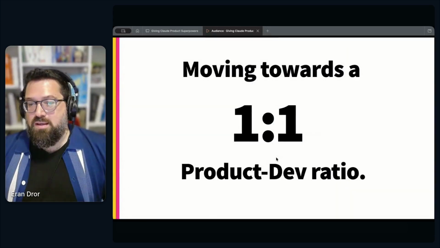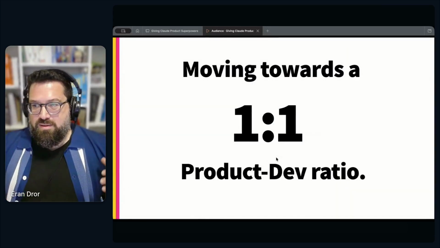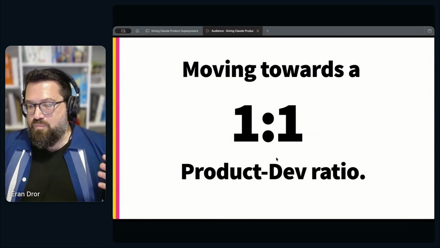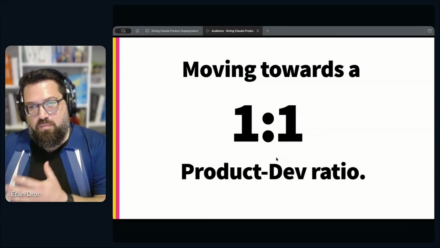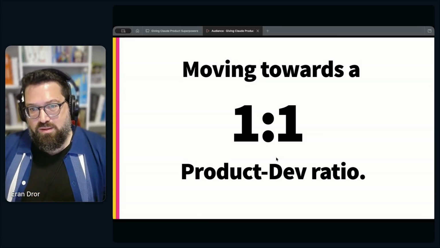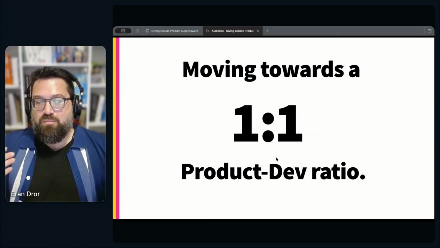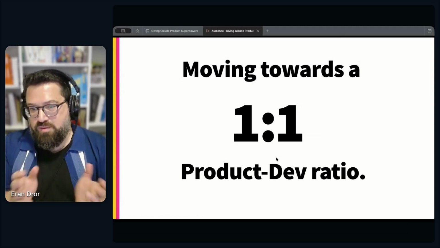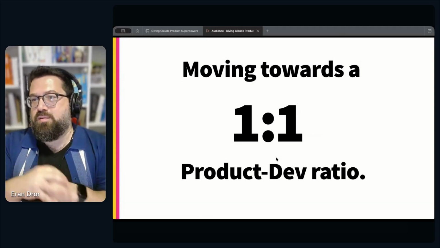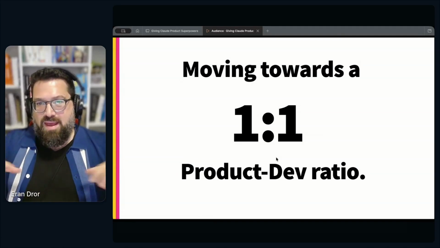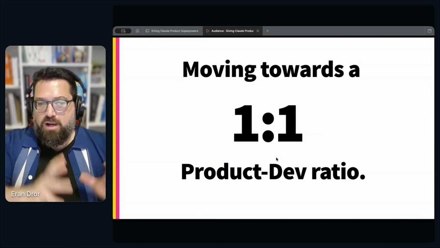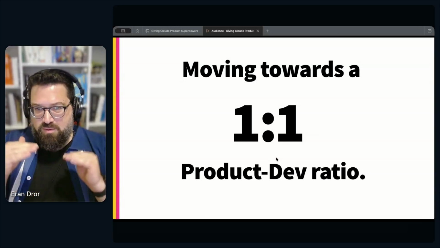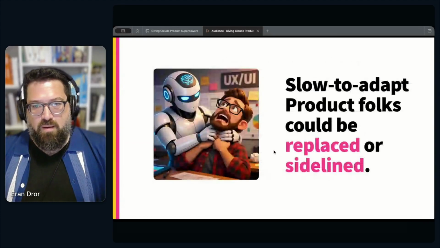The good thing is, for the first time ever, the industry is moving towards a 1-to-1 ratio of product to dev. Devs are still being hired at a fast pace. It hasn't collapsed because of AI, but product people are being hired at a faster rate. And when I say product people, that includes researchers, UX designers, product designers, anybody who's on the more producty human side of the equation and less on the technical side. So there's more of a parity now, and that's going to continue.